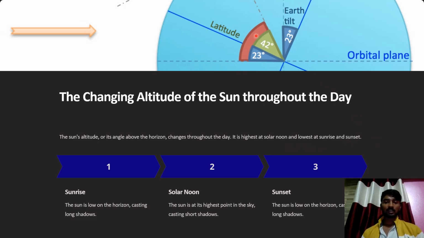The highest altitude, for example at 42 degrees latitude, is at solar noon, and it is lowest at sunrise and sunset. At sunrise, the sun is low on the horizon, casting a long shadow. At solar noon, the sun is at the highest point in the sky, casting a short shadow. At sunset, the sun is low on the horizon, casting a long shadow.